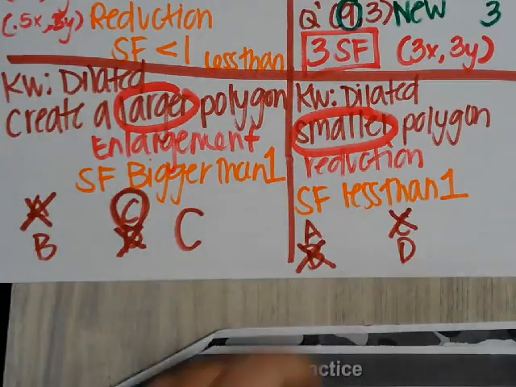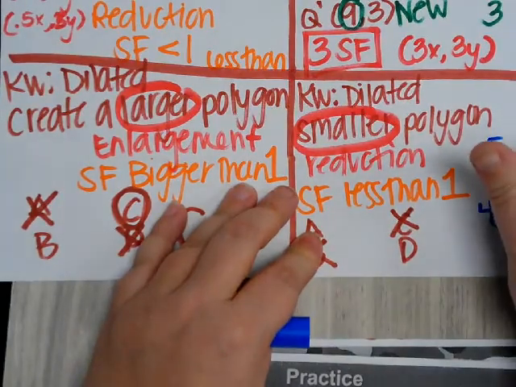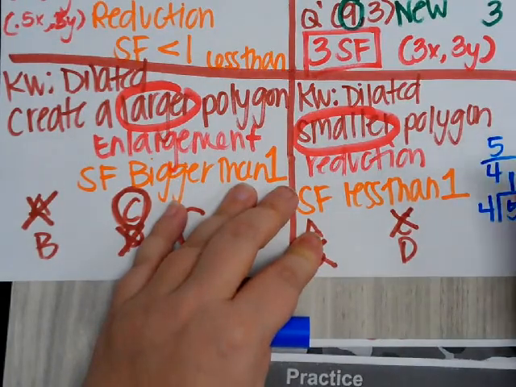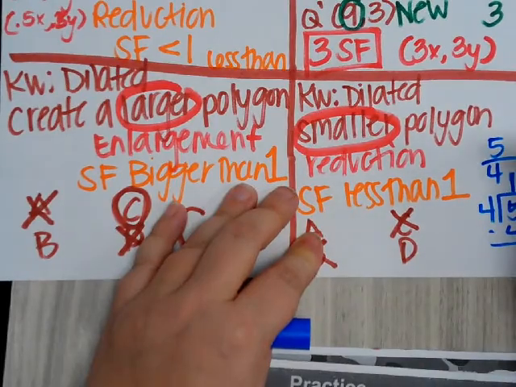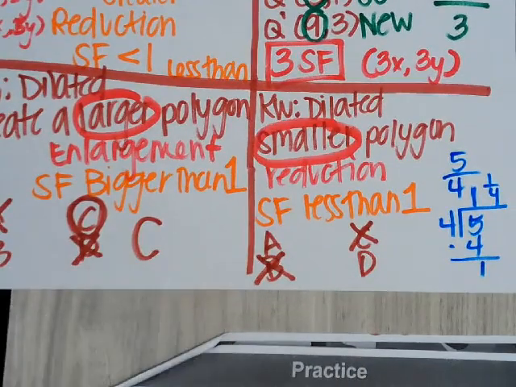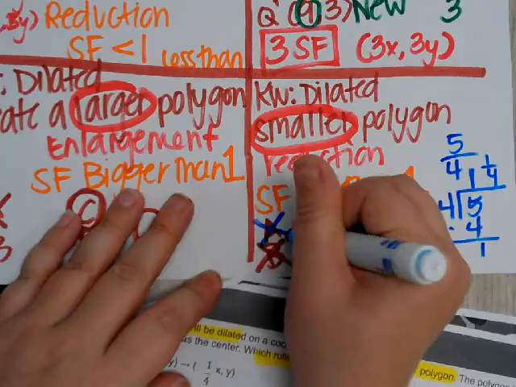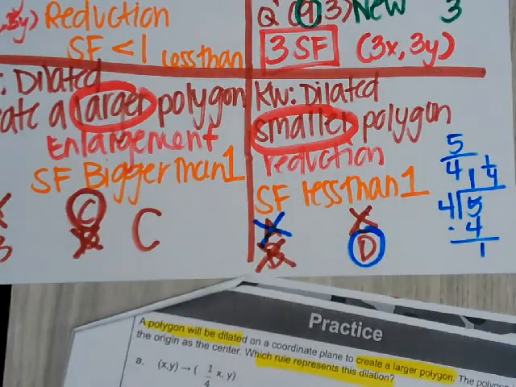Okay, so if I put 5 over 4 in my calculator, 4 can go into 5 one time. Subtract, that's 1. It's going to be 1 1/4, or 1.25. 1.25 is larger than 1, so my answer cannot be A. My answer is D.